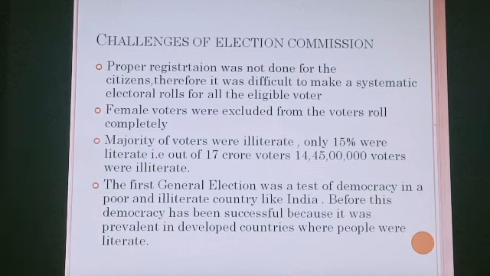Secondly, female voters were excluded from the voters list, so it was a problem for them also. And a majority of the voters were illiterate, as mentioned earlier. Here it is mentioned that only 15% were literate. That means 85% were illiterate. I have given the number here, you can check it out: 14 crores out of 17 crores voters were illiterate. So you can think how many people were illiterate at that time.